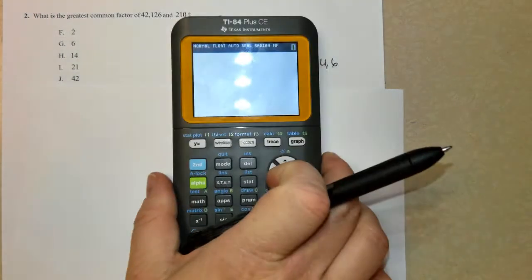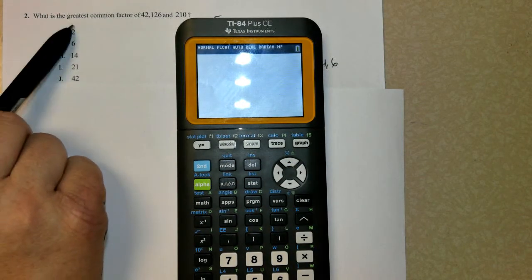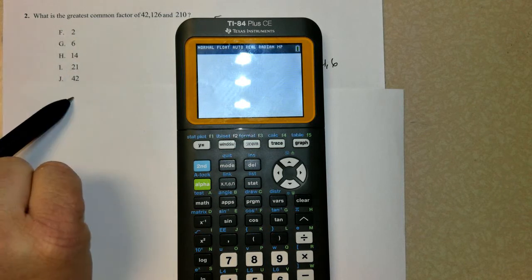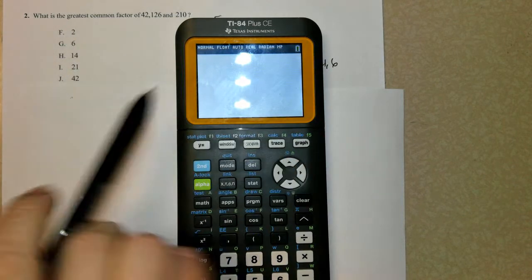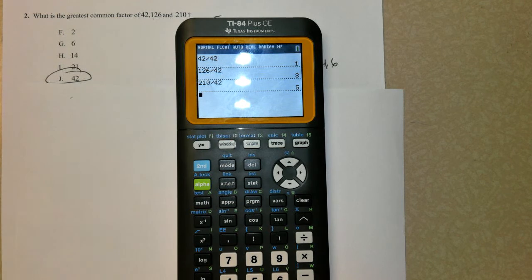Grab your calculator. This is a problem you can do in 5 seconds or less. It says the greatest common factor. So do you think I want to start with the smallest number or the largest number? I'm going to try 42 into each one of these. So 42 divided by 42, it gives me a whole number. It works. 126 divided by 42, it works. 210 divided by 42, it works.